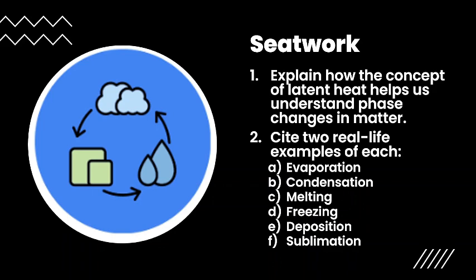And by the way, before we end the lesson, I want you to get a piece of paper and explain how the concept of latent heat helps us understand phase changes in matter. Another thing, for the second item, you have to cite two real life examples of each of the following phase changes. I want you to cite two examples for evaporation, condensation, melting, freezing, deposition, and sublimation. So that will be all for this lesson.